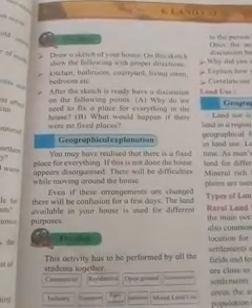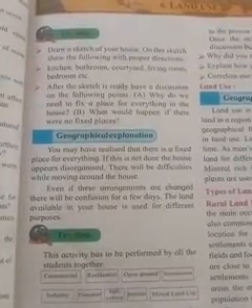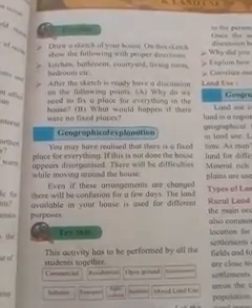Then after this sketch you have to discuss the following points. A, why do you need to fix a place for everything in the house, and B, what would happen if there were no fixed place.